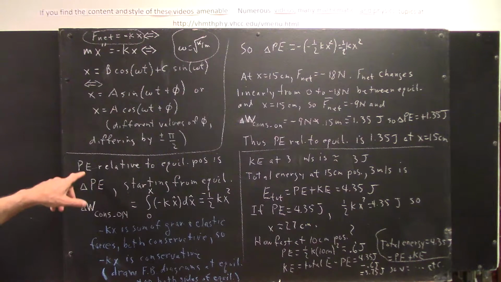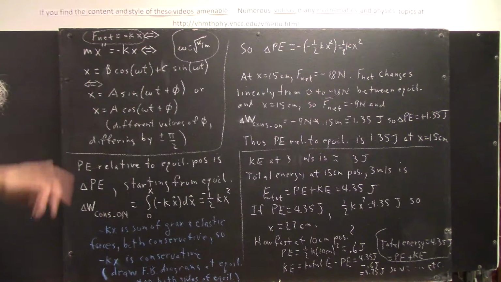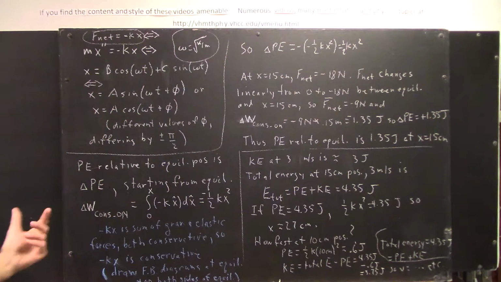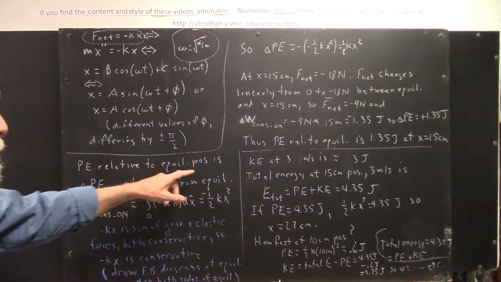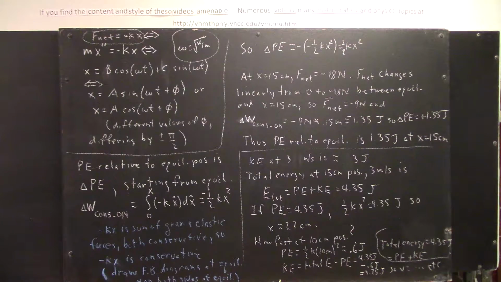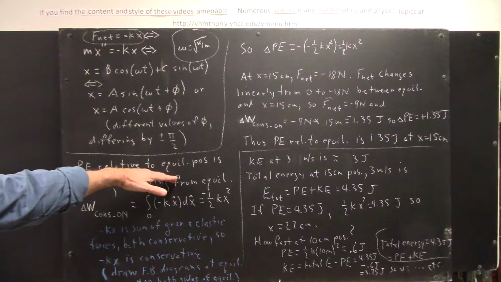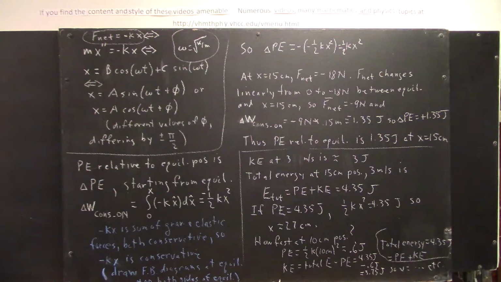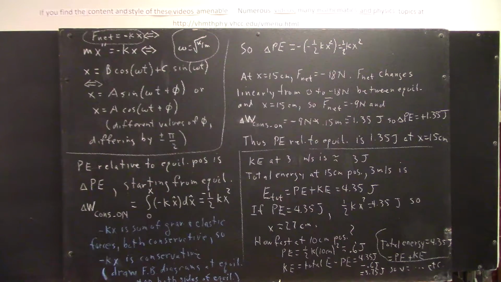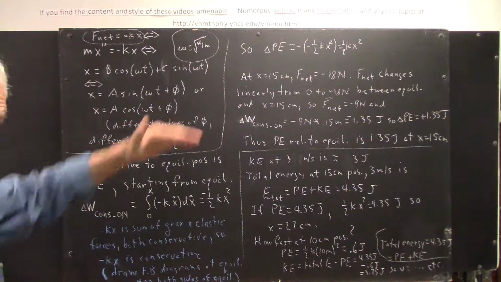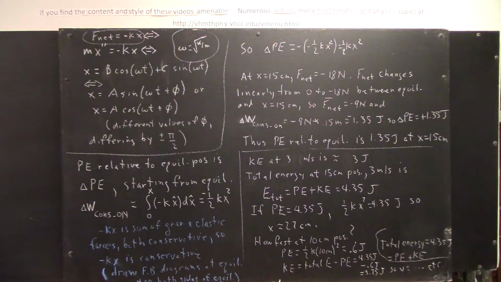Now, we asked the question, and the question was posed. I didn't just throw you out into the water and let you sink or swim. I posed the question, what's your potential energy relative to the equilibrium position? And then I asked for the definition of change in potential energy. Because the potential energy relative to equilibrium is the change in potential energy starting from equilibrium to wherever, to position x, let's say.